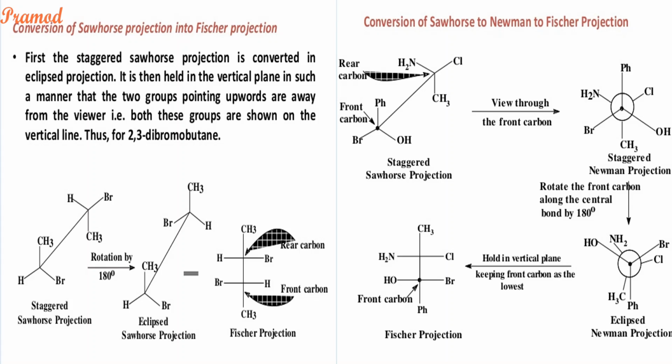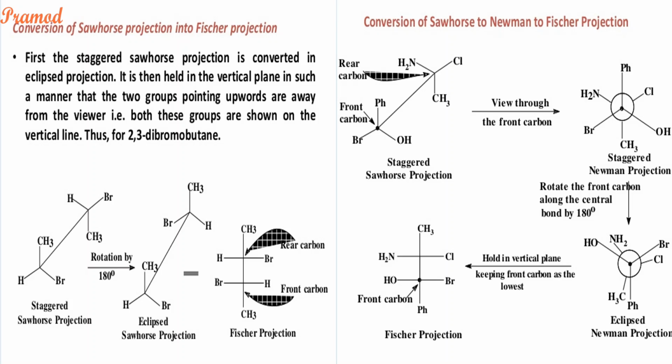Now the next is conversion of your Newman projection. This is how you do it. So you take another example given over here. You have to do accordingly. Look out for the front carbon and rear carbon. Then you have to draw the structure, then rotate it, and this is how you convert your Newman into your Sawhorse, Sawhorse to Newman and then to Fisher's.